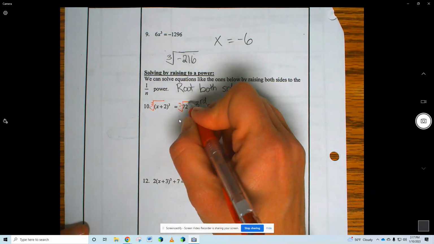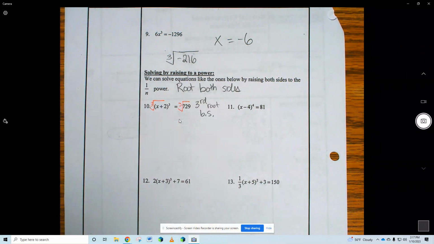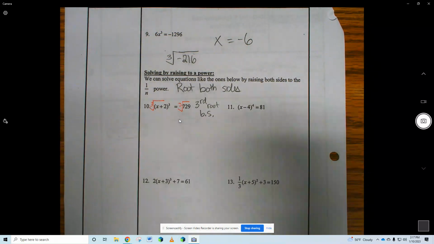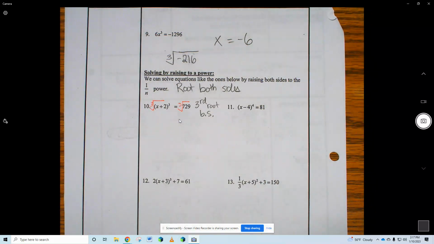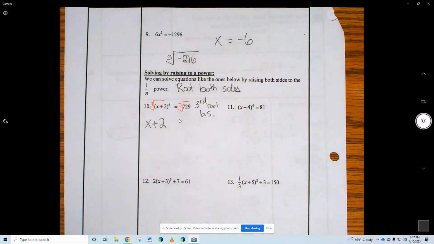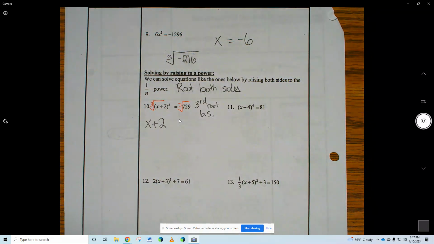So I'm cube rooting both sides, which is going to mean that the parentheses is the only thing on the left. And I really don't even need the parentheses anymore. X plus 2. Now I have to be careful with this 729. Something times something times something does equal 729. This would be a time that you could play around on a calculator. Any ideas?